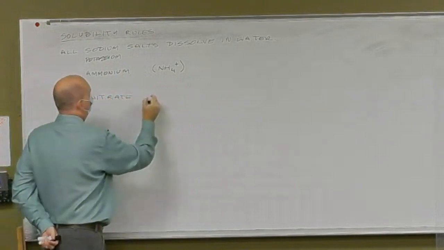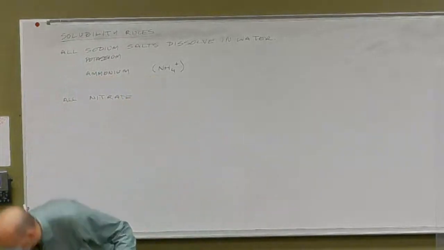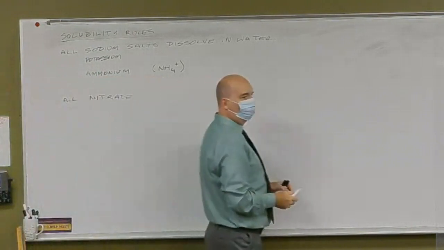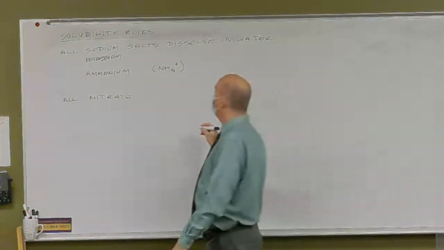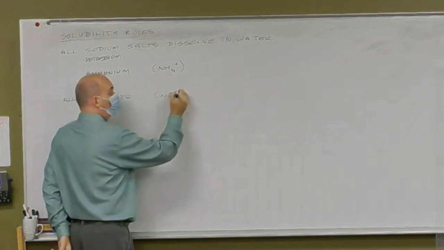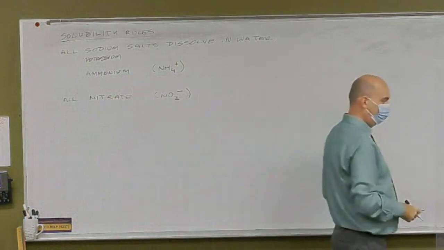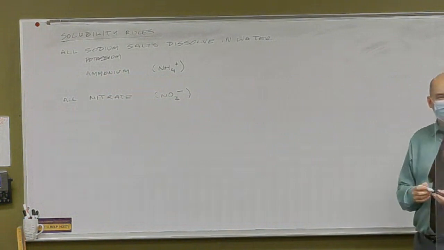All nitrate salts are soluble in water. All of them. How do I recognize a nitrate when I see it? That's an NO3 with a 1 minus on the top. Every last nitrate is soluble in water.